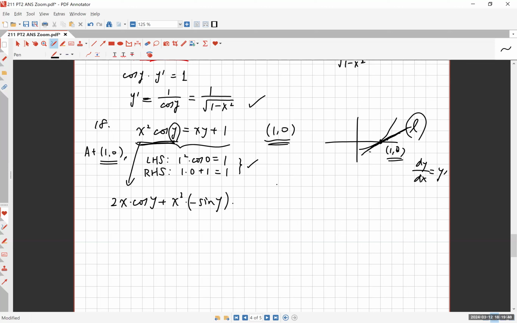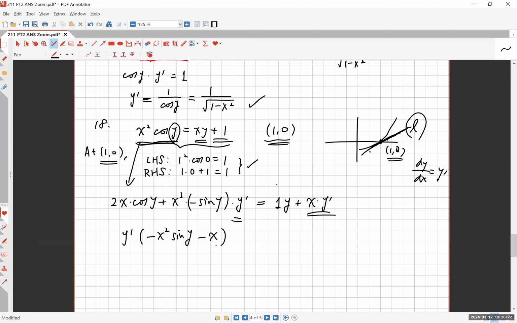Times, remember, y is considered to be a function of x, so you would have to have y prime. This is exactly what happens in the implicit differentiation method. And then you have xy, that's also a product, so the derivative of the first times the second plus the first times the derivative of the second, that would be y prime. Plus 1 goes away. Okay, notice here, I have y prime negative x squared sine y, and then here it's minus x.